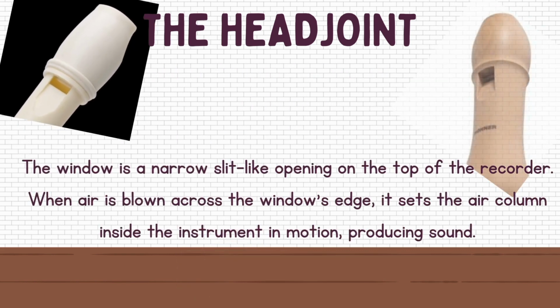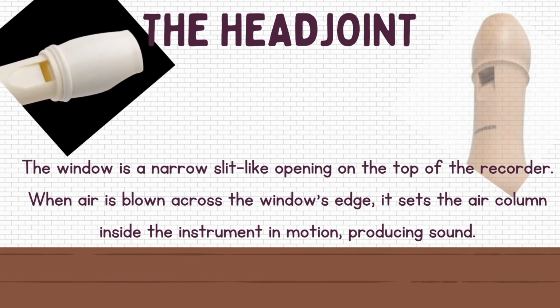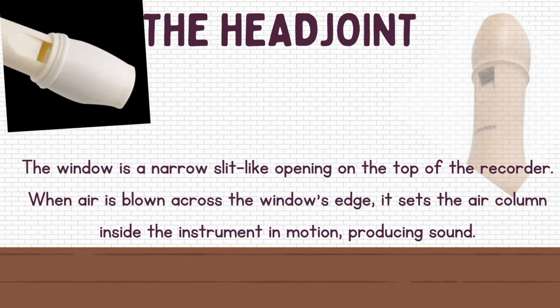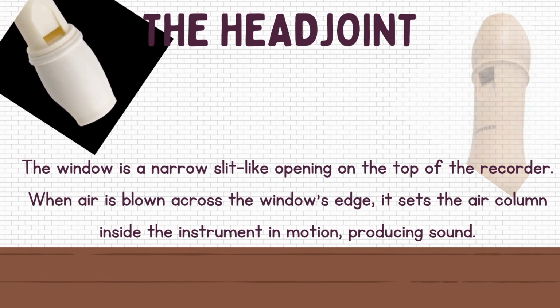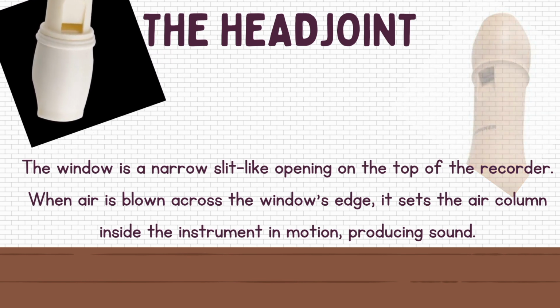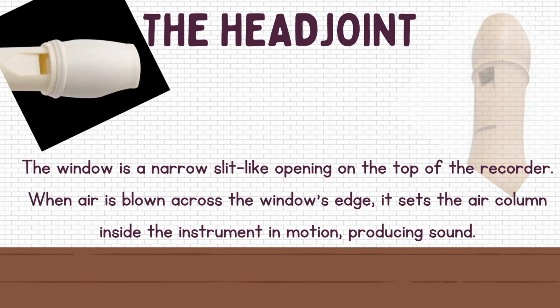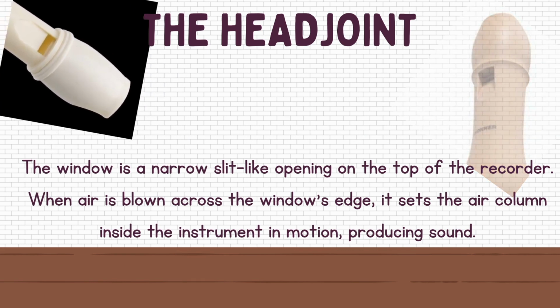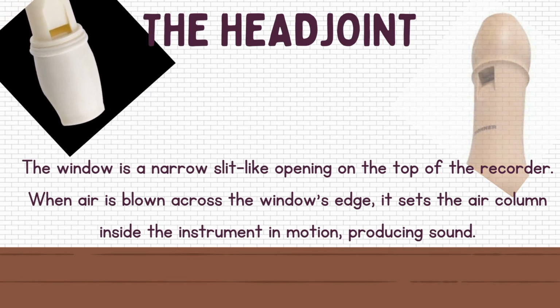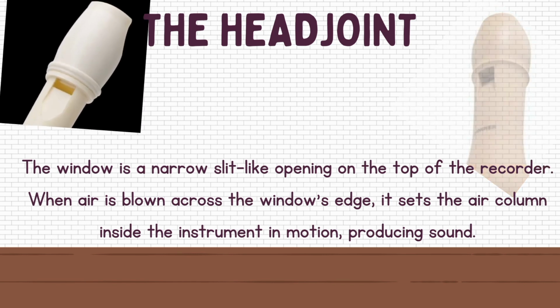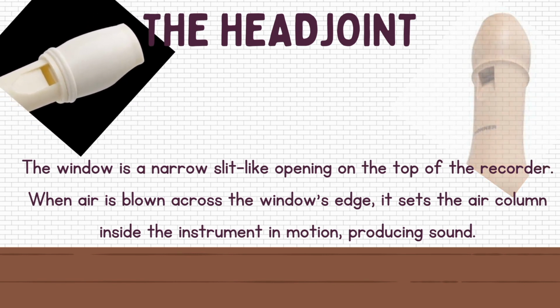Alright, now let's talk about the window. You can see it in the picture. It's a narrow slit-like opening on the top of the recorder. When air is blown across the window's edge, it sets the air column in motion and then it produces sound, which means it is safe to say that it is the window that helps the recorder to produce sound.